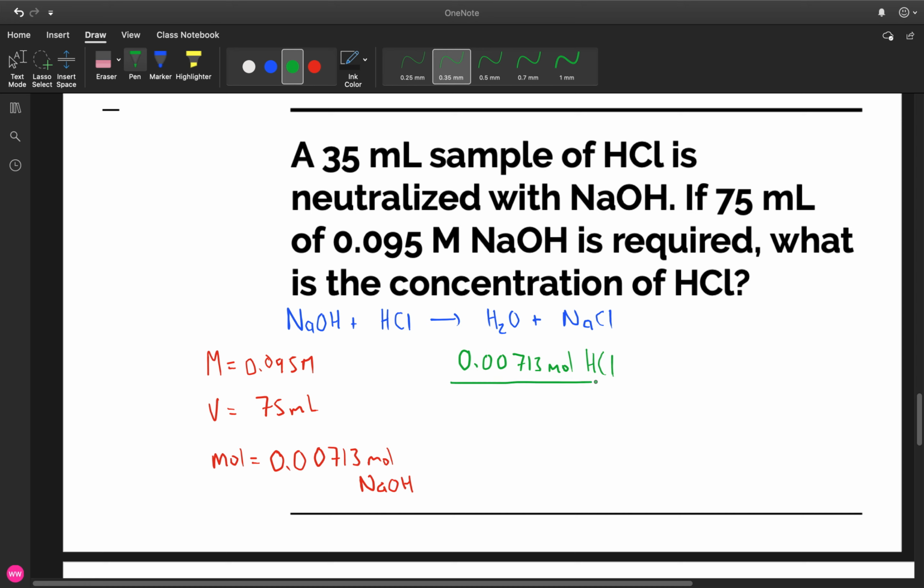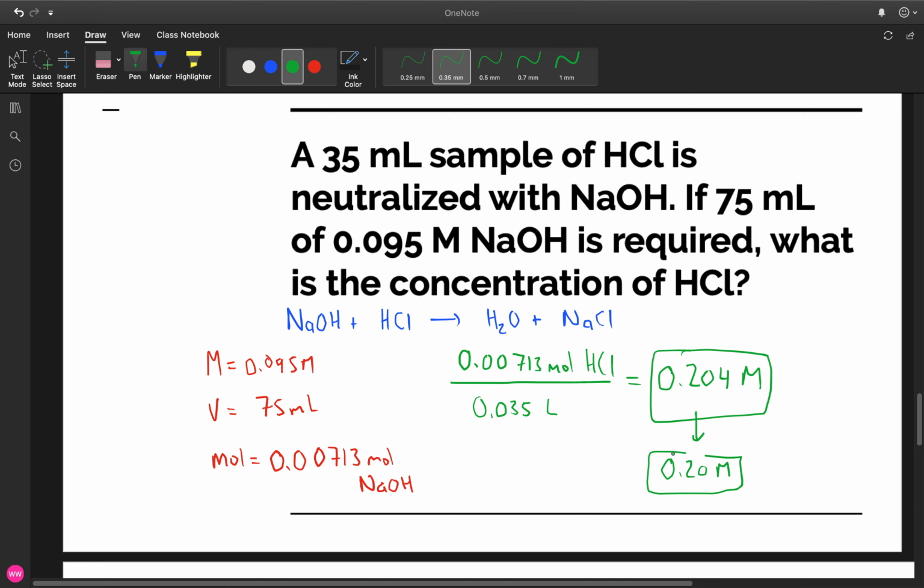And we had a 35 milliliter sample, so this is going to be 0.035 liters of HCl. We take these two and divide them by each other, and we find that the concentration of HCl is roughly 0.204 molar. If we're going to do significant figures, we're using 2 sig figs. So we'll bring this down to 0.20 molar.